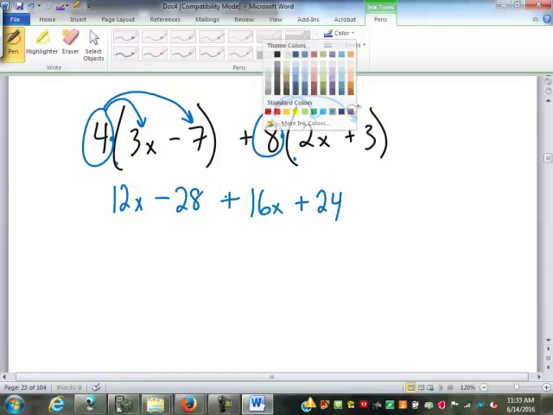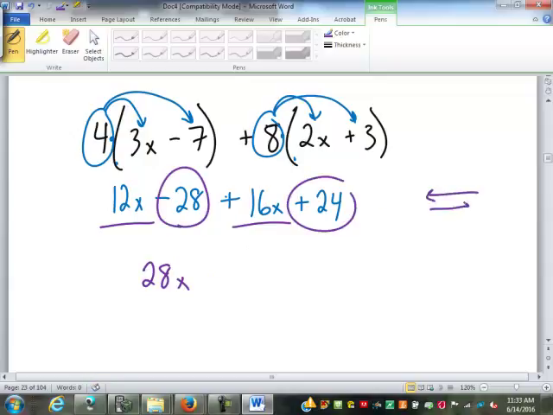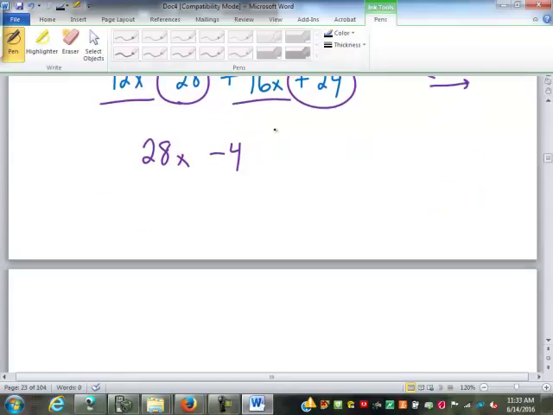Am I done? No, I can combine 12x and 16x, make 28, and we keep the same name of x. Negative 28 and positive 24, so negative 4. Perfect. So we can combine operations with our algebraic numbers. I'm going to have you try one.